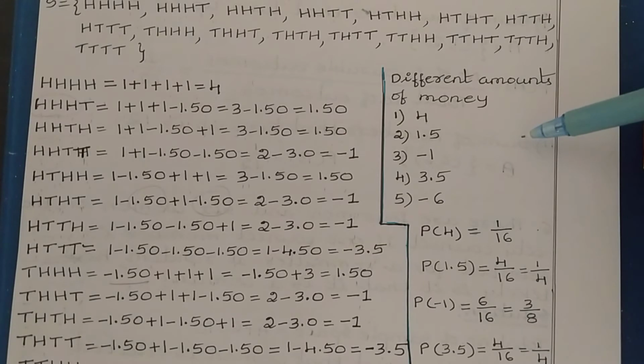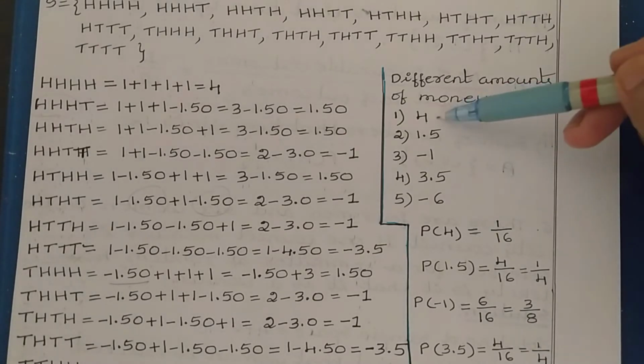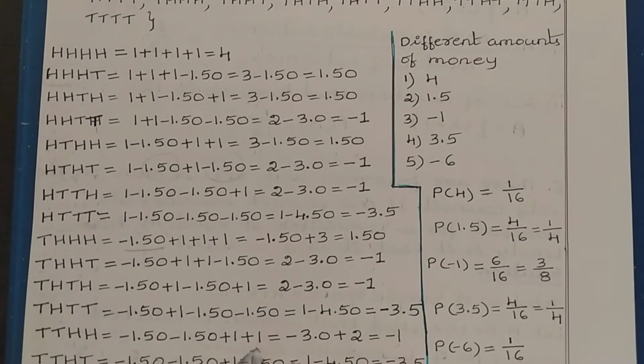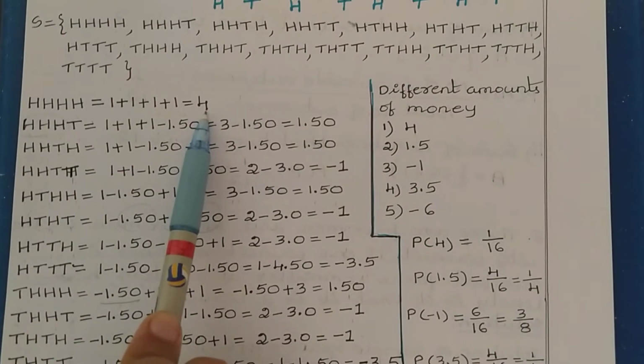Next here we need to find the probability of each amount. So the probability of each amount, so first let us take here 4. See here among these 16 outcomes we have seen we have got 4 only once.